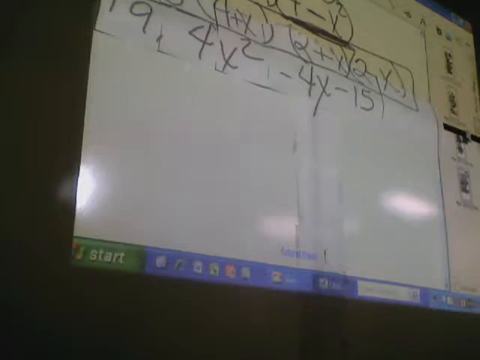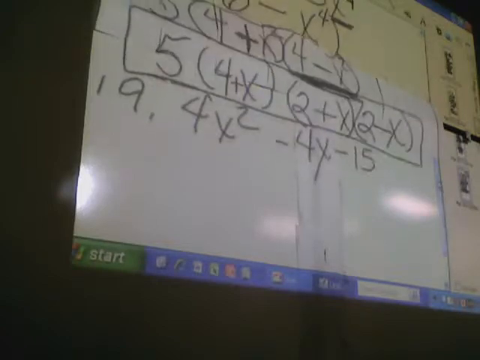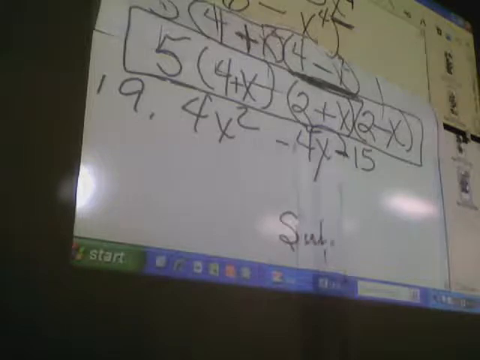Okay, is there anything that we could factor? Do they have anything in common? Anything we can factor out? No? Okay, so we're going to have to do a little playing with the numbers. Because 15 could be 1 times 15 or 3 times 5. We need it to subtract to give us a 4. We have 1 times 15 and we have 3 times 5.